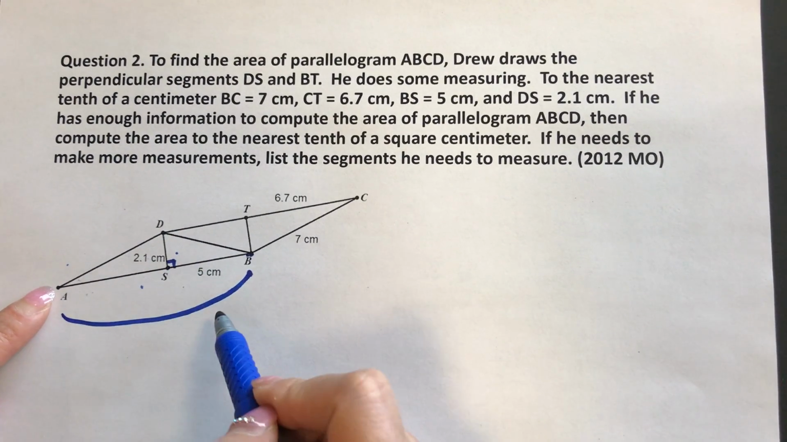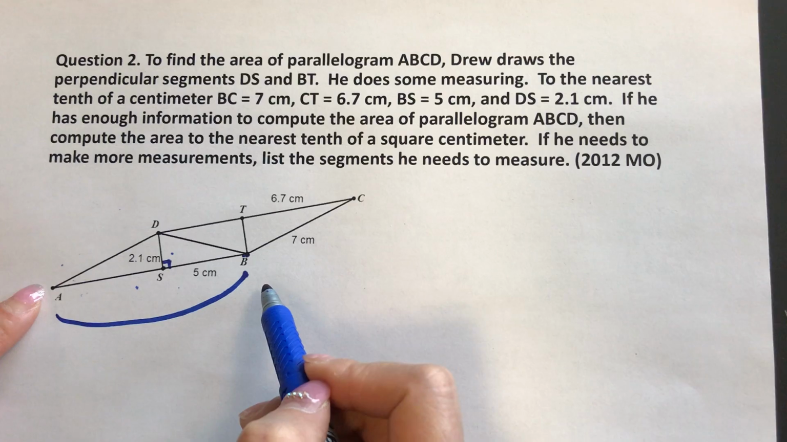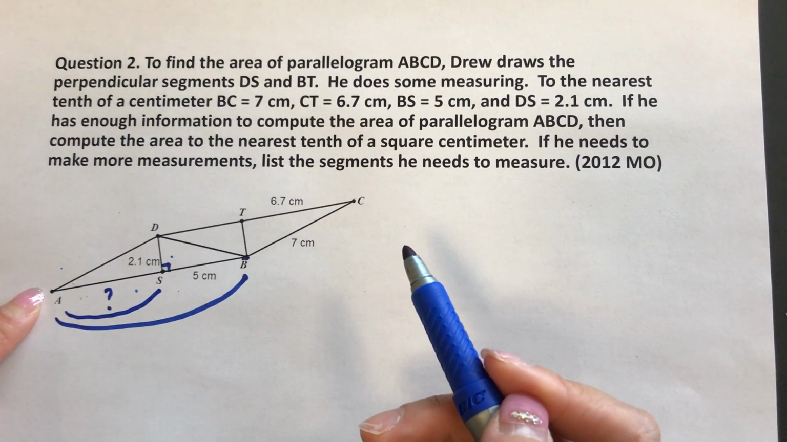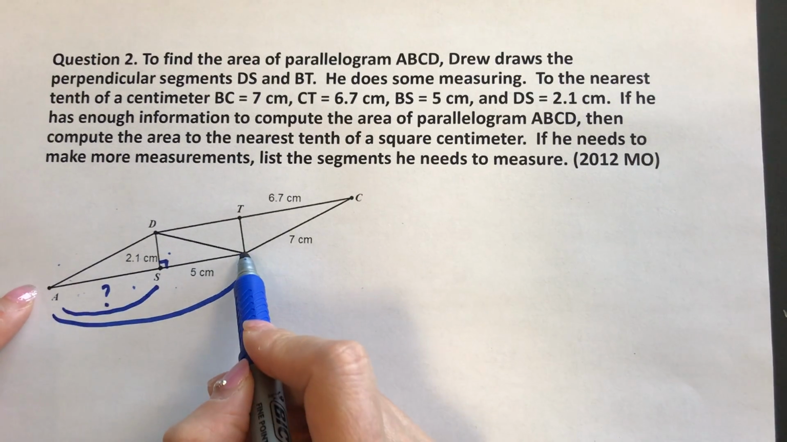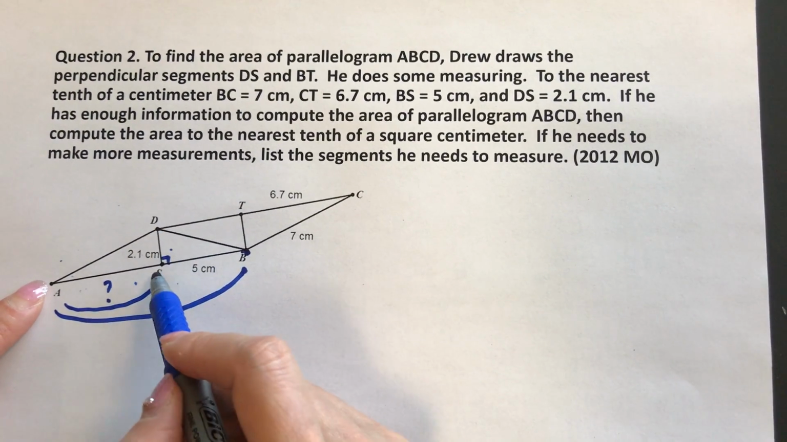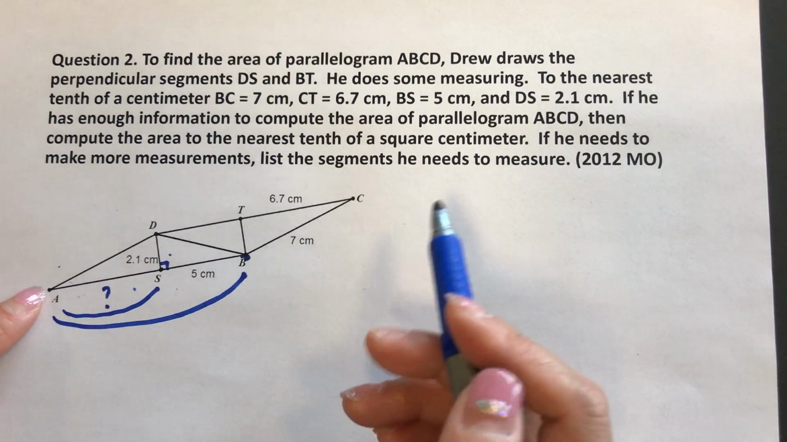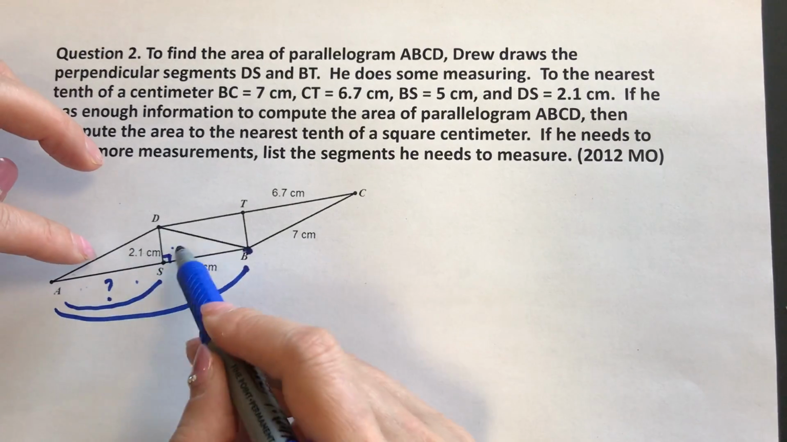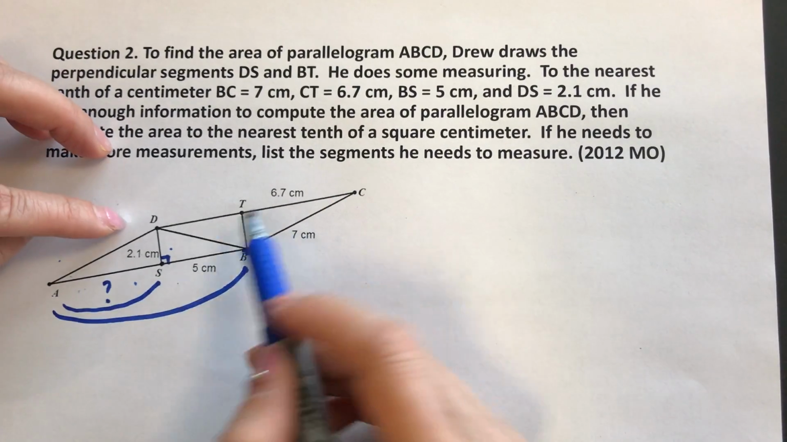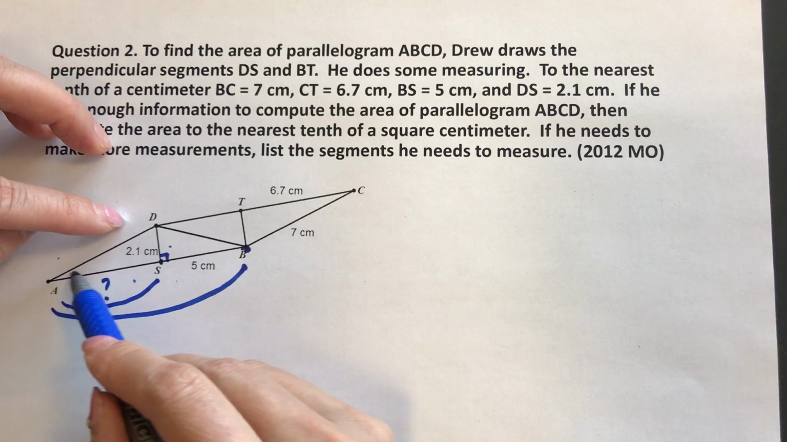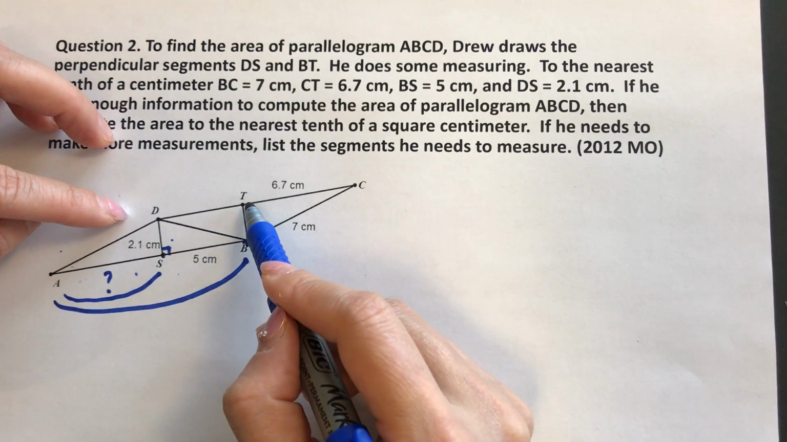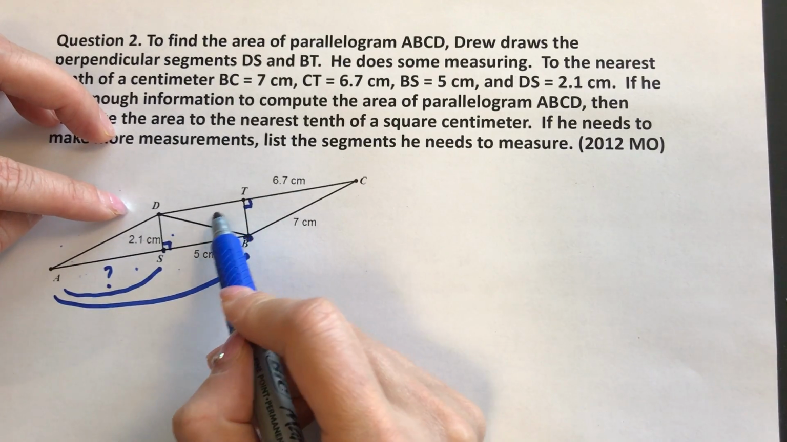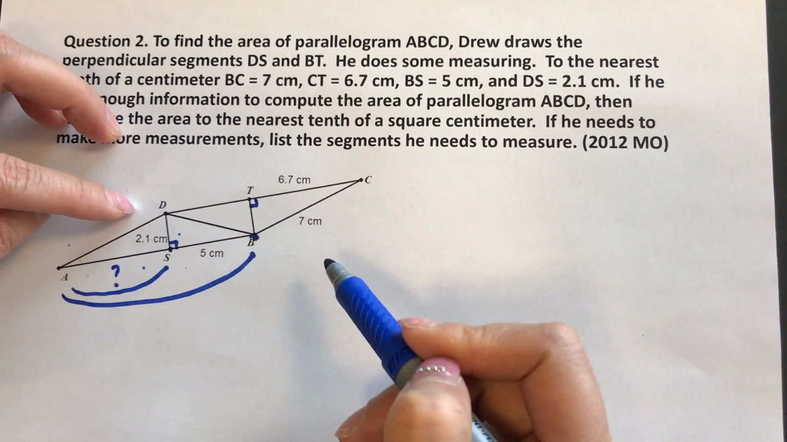So we know the height already, DS, for the side AB, but we don't know what is AS here. So we need to find what is AS, and then we basically have AB multiplied by the height, which is the area for the parallelogram. Okay, let's look at this. There are many triangles. There are 4 small triangles here, and DS is perpendicular to AB, and BT is also perpendicular to the side CD. Which makes the center part a rectangle.